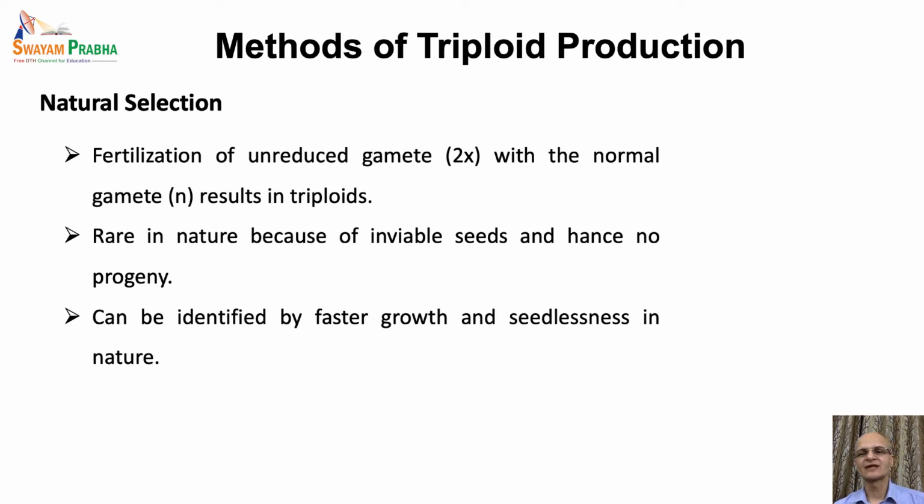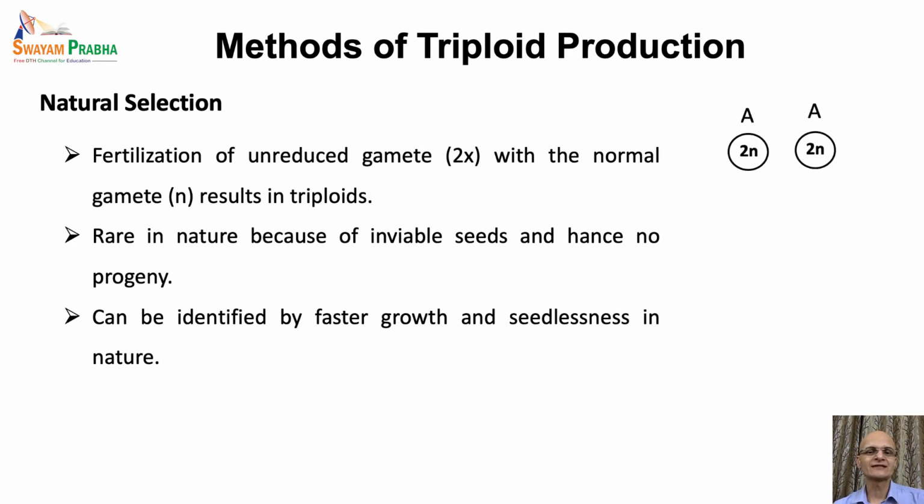Typically, these plants can be identified morphologically because of some specific characters. They are usually faster growing as compared to their diploid progenitors. Their organs are usually larger, like they bear large fruits or large flowers, and also they do not make seeds, so seedlessness is another very important feature for the identification of triploids.